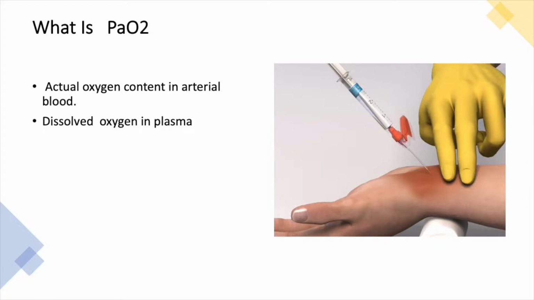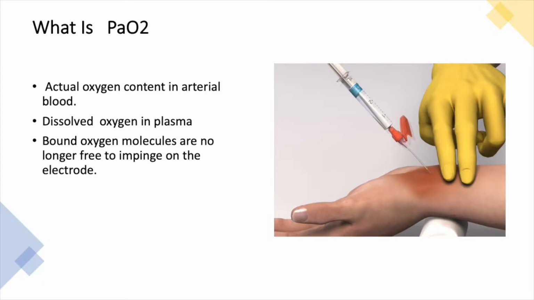You are aware that the oxygen molecules are dissolved in plasma and also carried by hemoglobin. It is the oxygen molecule that is dissolved in plasma that is being measured in the PaO2. Oxygen molecule attached to hemoglobin is not measured in PaO2. Hope this point is clear to you.